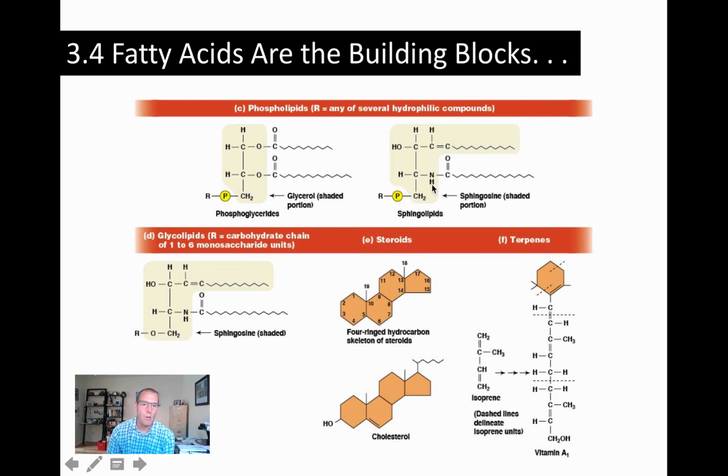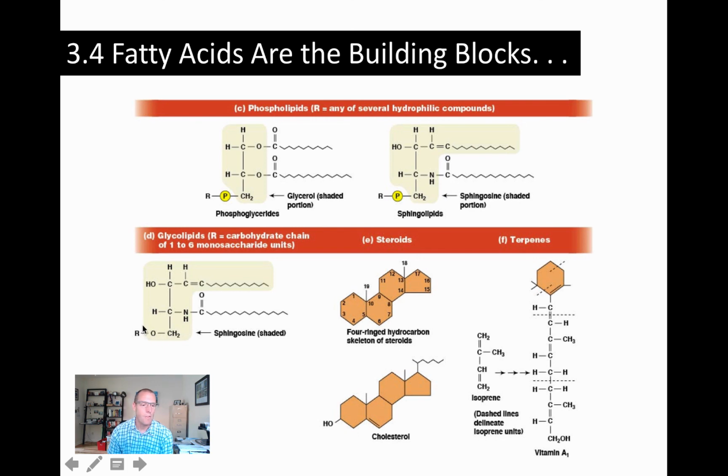Sphingolipids use a variation of glycerol, and with one fatty acid attached we have sphingosine. Then we use an amide linkage to attach another fatty acid, and we have a phosphate attached to a hydrophilic R group, and this is now known as a sphingolipid. So that's a variation on a phospholipid, and you find these sphingolipids in membranes also. Down here we're looking at a glycolipid, and the glycolipid is a sphingosine, except there is no phosphate attached here.